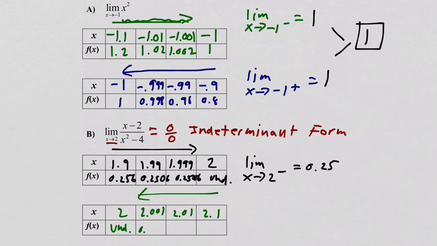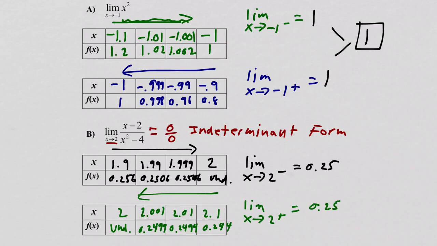2.001 is 0.2499. 2.01 will get us 0.2494, and the last one is 0.244. So you can start to see that these numbers are gradually getting bigger, and they are also closing in on the y value of 0.25.